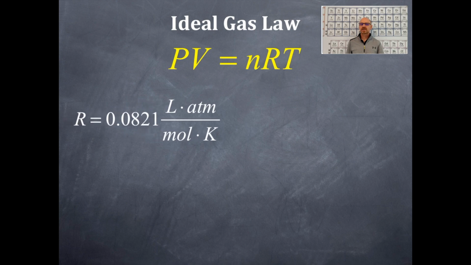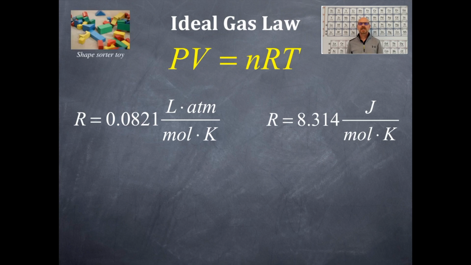I mentioned the gas constant, and there are many different values for the gas constant. I'm just going to show you two here today. The first one is 0.0821, which has units of liters atmospheres per mole Kelvin. The second one is 8.314 joules per mole Kelvin.